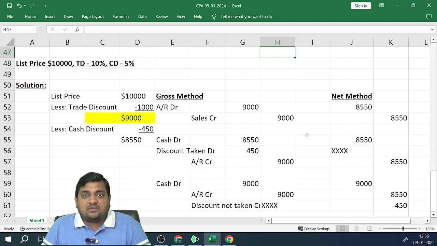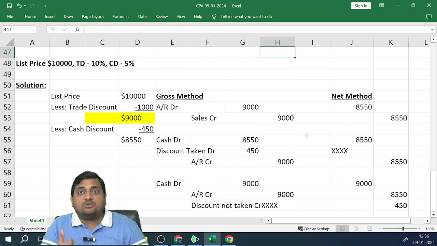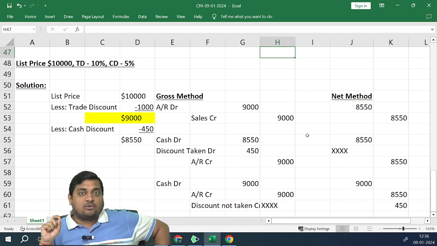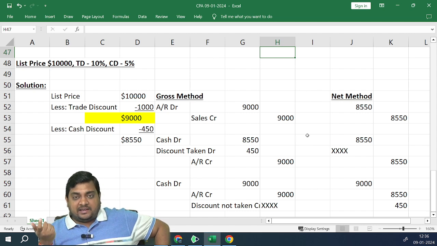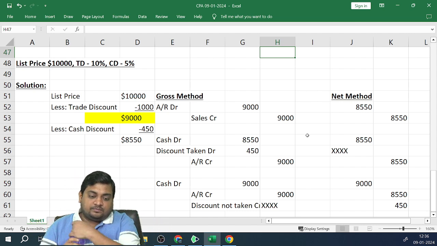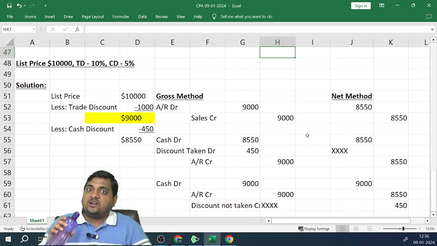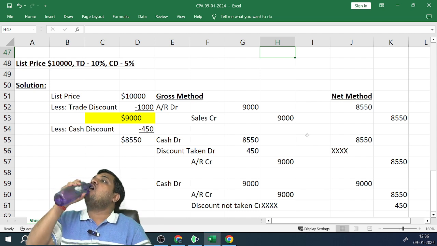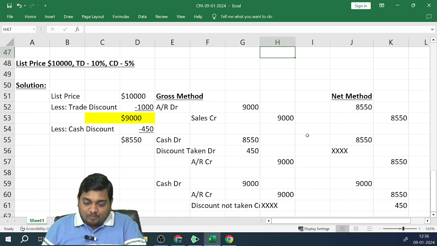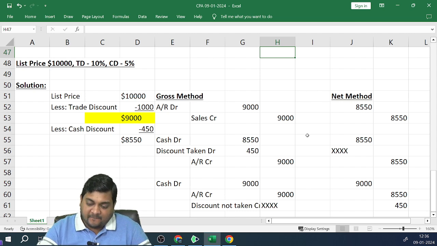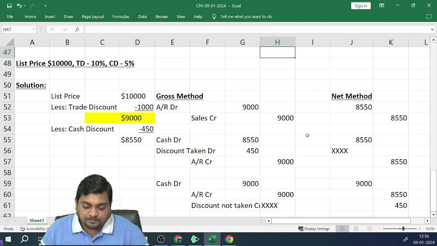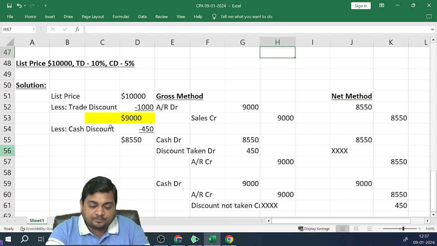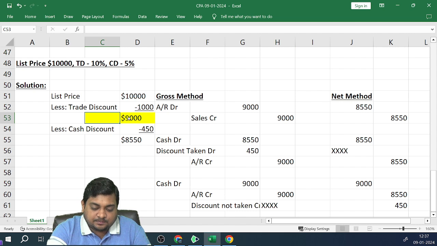So this method of accounting of discount applies only to cash discount. It does not apply to trade discount, because trade discount you don't have to avail. By default, you are getting it. The seller is providing to the purchaser. Right? So this is the gross figure.